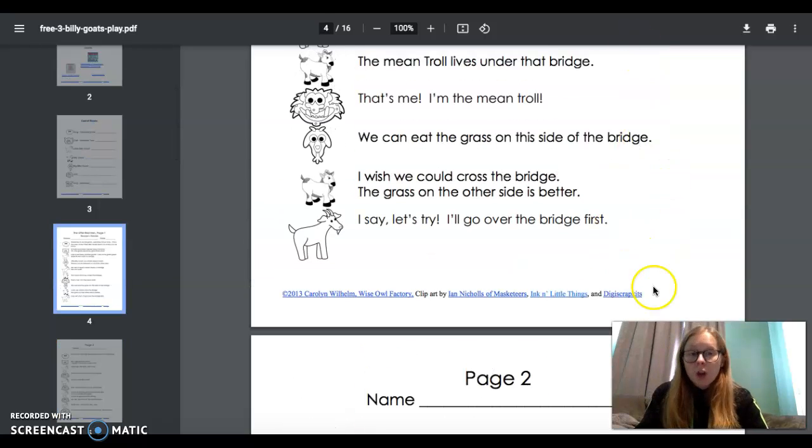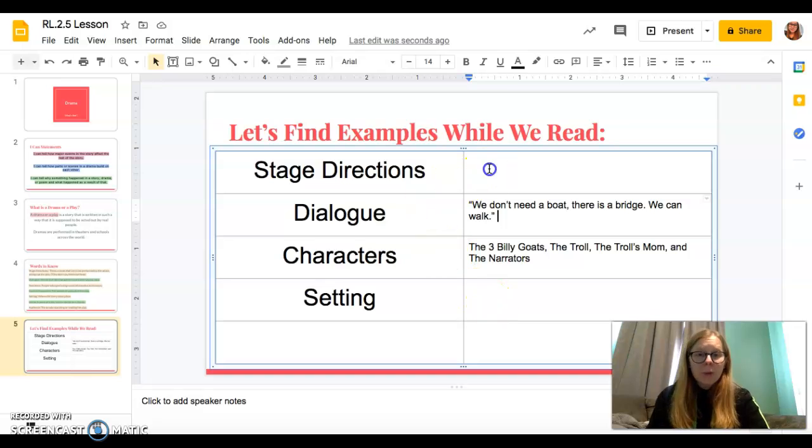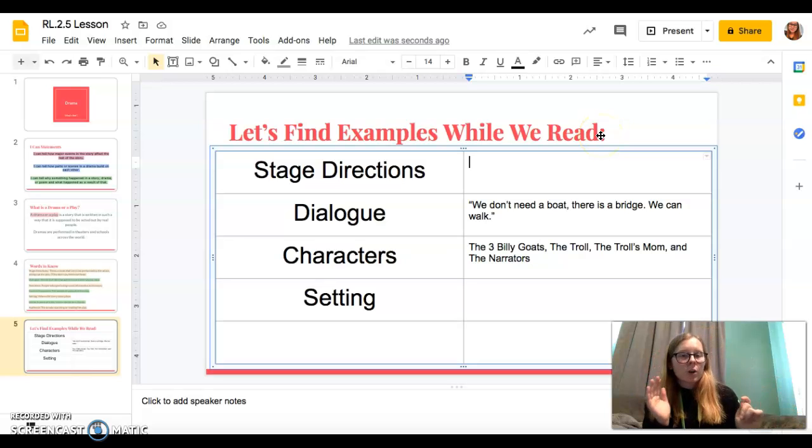So when the goat is walking over the bridge or pretending to walk over the bridge, that would be a stage direction. And on my copy at school, I have that written in parentheses, goat walks over the bridge or pretends to walk over the bridge. So a stage direction would be goat walking over the bridge, because he doesn't say that out loud. That's something that he does. He doesn't say it, he just does it.